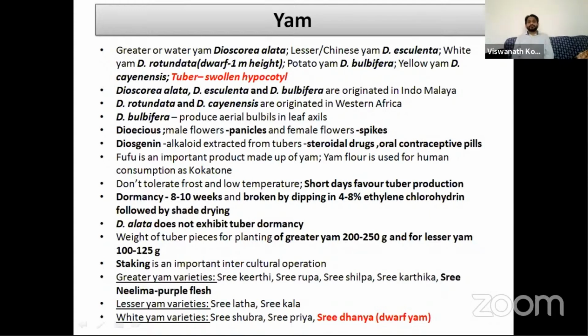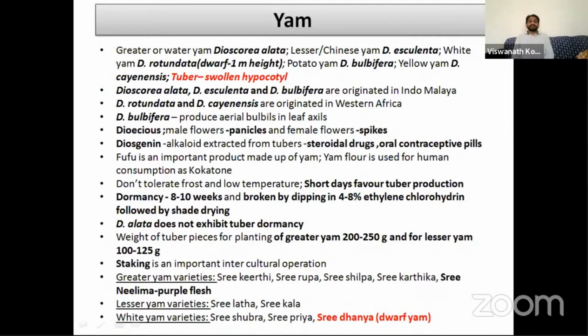For greater yam, we have to plant 200 to 250 grams. For lesser yam, 100 to 125 grams. In case of Colocasia, the palm size for planting is 20 to 25 grams. In case of greater yam, the tuber size is 200 to 250 grams, and for lesser yam, the tuber size is 100 to 125 grams. As I said earlier, staking is an important agricultural operation because the vine grows up to 8 to 10 meters in length. There are some important varieties of greater yam, lesser yam, and white yam.